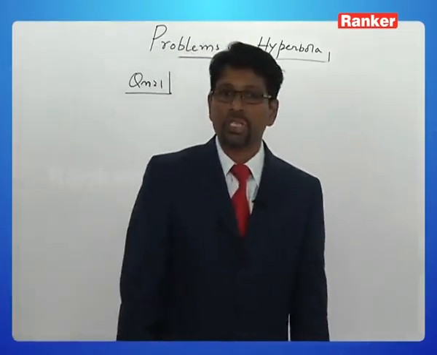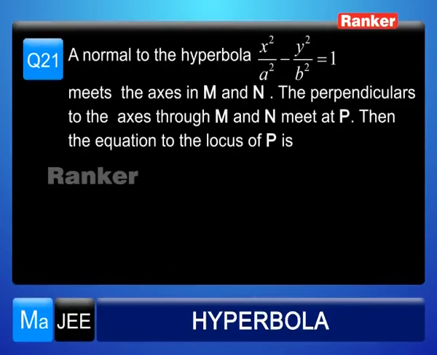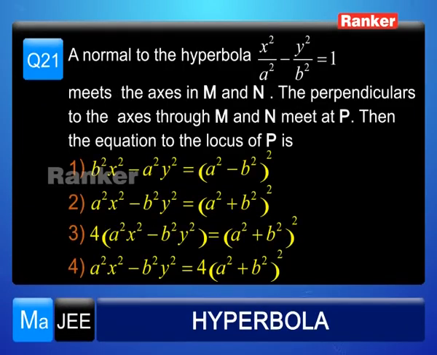Well, let's move to the next question. Question number 21. A normal to the hyperbola x²/a² − y²/b² = 1 meets the axes in M and N. The perpendiculars to the axes through M and N meet at a point P. Then the equation of the locus of the point P is. Options are: first option, b²x² − a²y² = (a² − b²)². Second option, a²x² − b²y² = (a² + b²)².